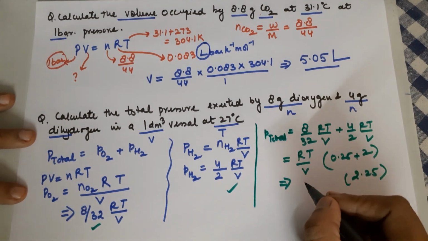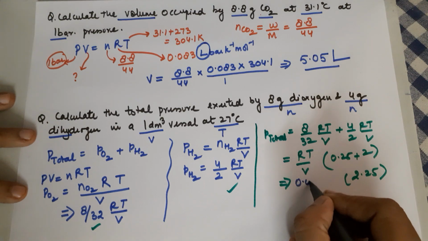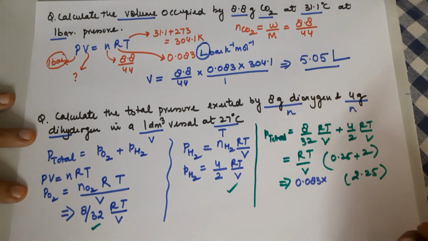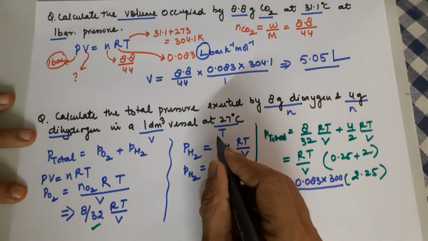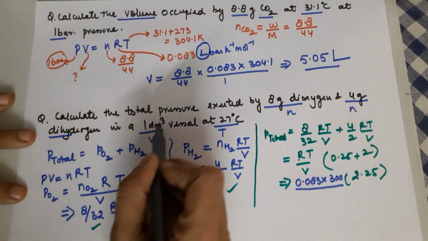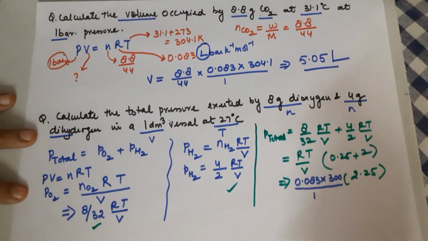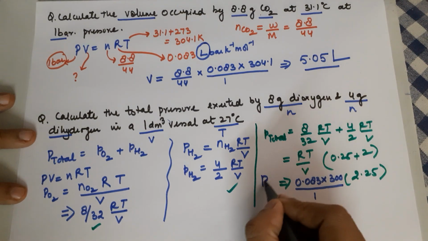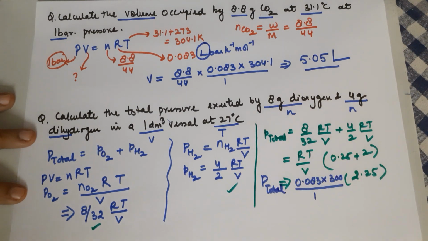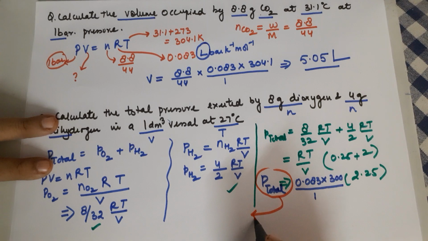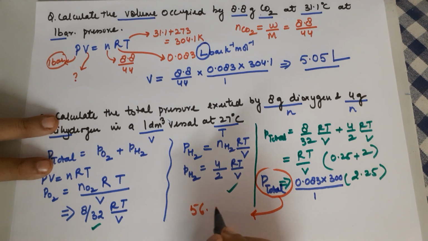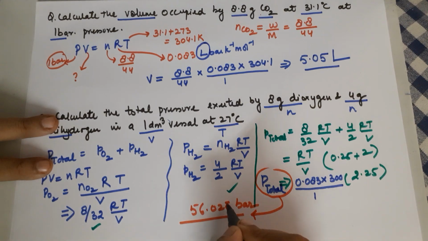This is 2.25. Now, substituting the value of R, that depends on what you want the pressure in. I would report it in bar. So R is 0.083. Temperature given is 27, which is becoming 300, divided by the volume, which would be 1 decimeter cube, that is 1 liter. Substitute this, you would get your answer for P total after calculation, and report the result as 56.025. Don't forget it is in bar.